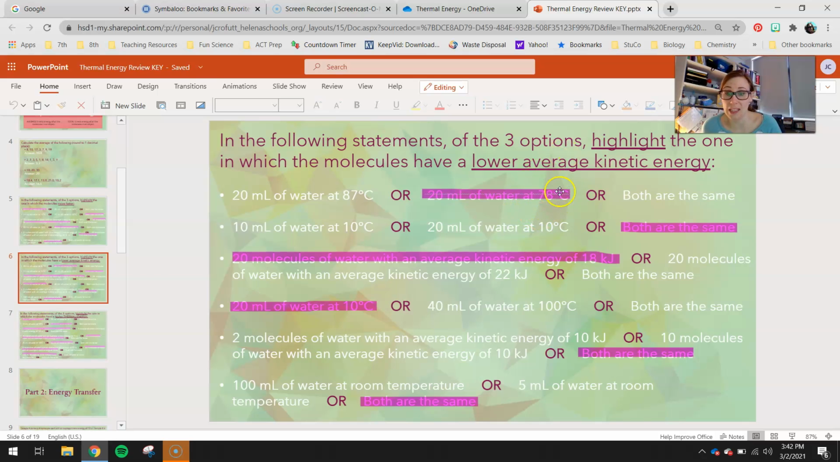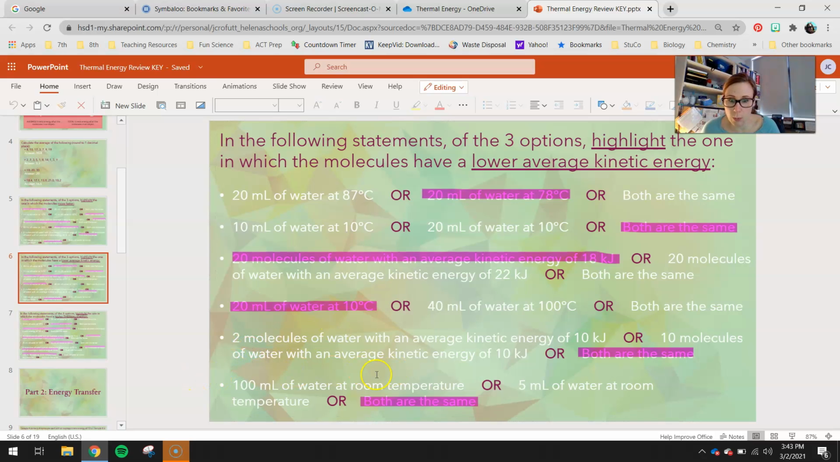So for this first one, we're looking at 78 degrees Celsius because that is lower in temperature, therefore lower in average kinetic energy and lower speed. Okay, 10 milliliters of water at 10 or 20 at 10, both are the same. 20 molecules of water with an average kinetic energy of 18. So that one just straight up tells us this is the lower kinetic energy for the average. Okay, 20 milliliters of water at 10 is your answer here.